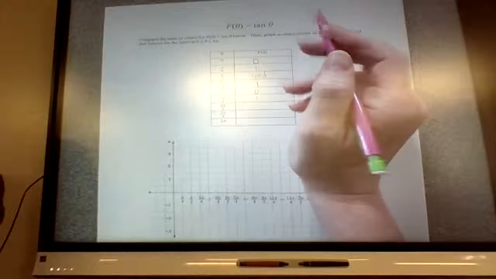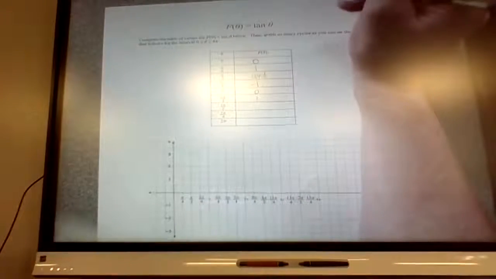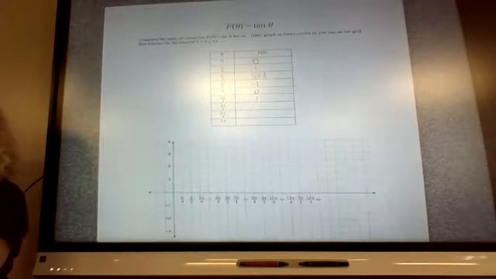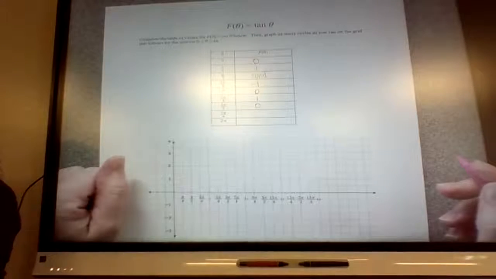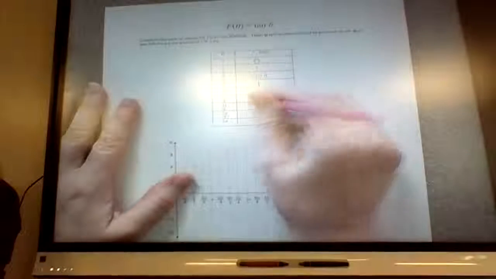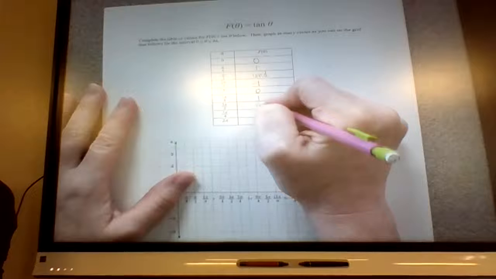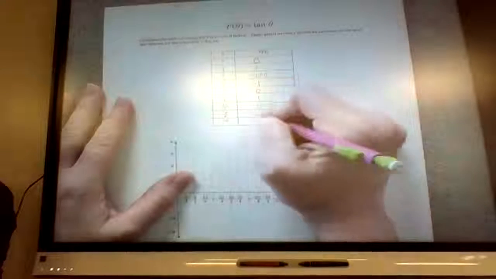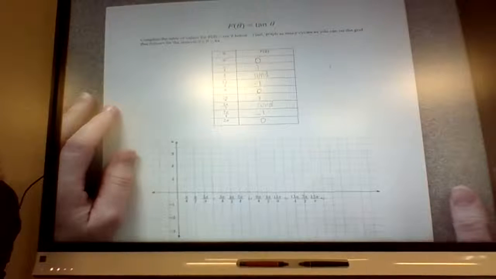1 or negative 1? Wait a minute, no, 3 pi over 4 would be negative 1. Okay, thank you. And then pi would be 0. And 5 pi over 4 is 1. That's the negative over a negative. Oh, okay. You sure? Positive? Yes. No, negative 1.